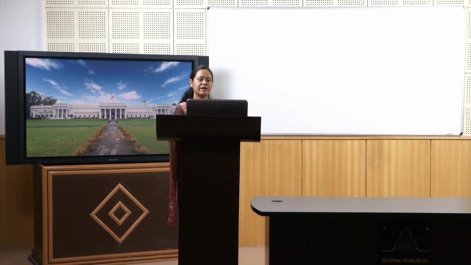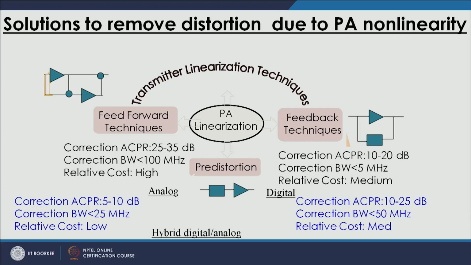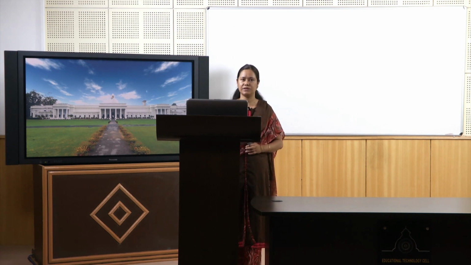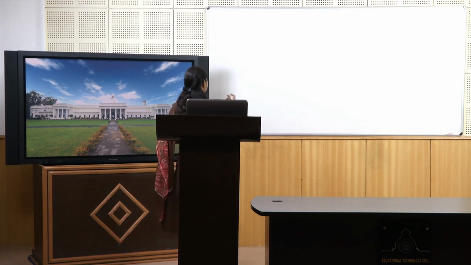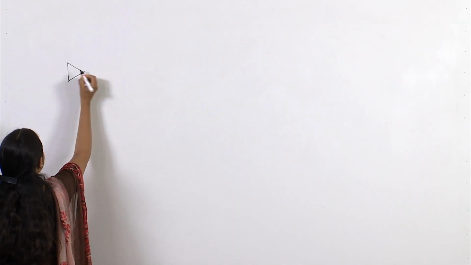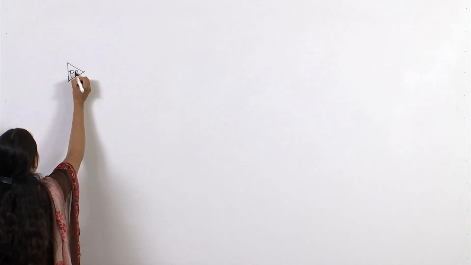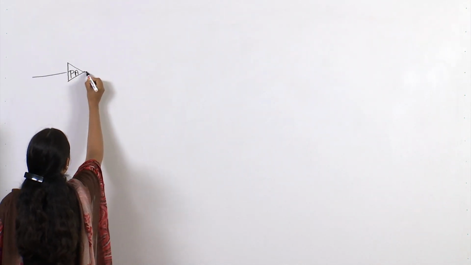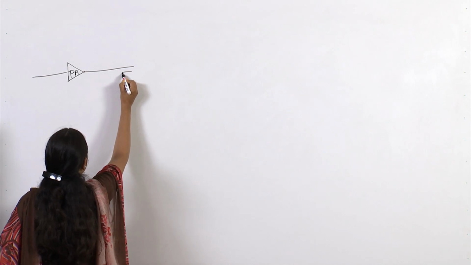First of all, the feed forward technique, which we can see here. The feed forward technique contains two power amplifiers. One of them is the amplifier which we want to linearize. So, let us say this is our power amplifier which we want to linearize. The schematic of feed forward goes something like this.